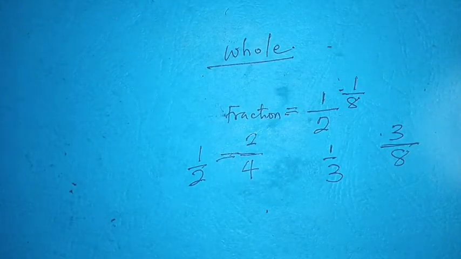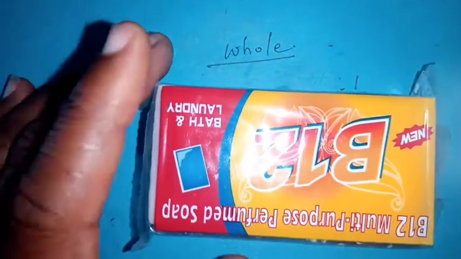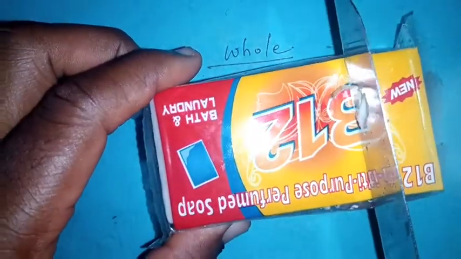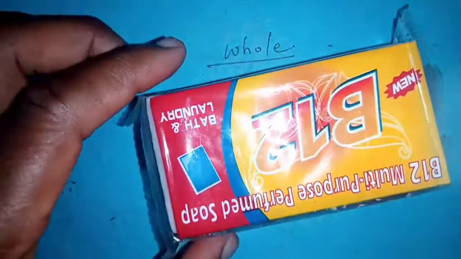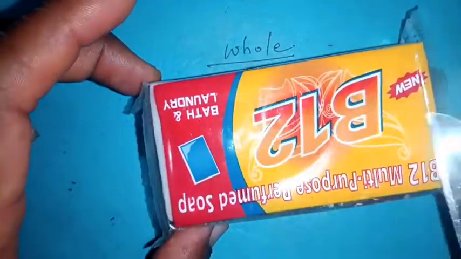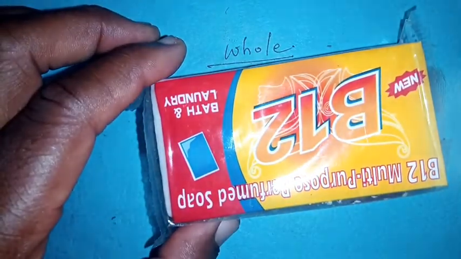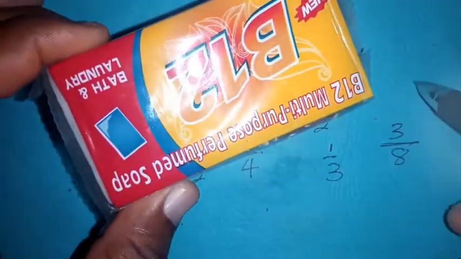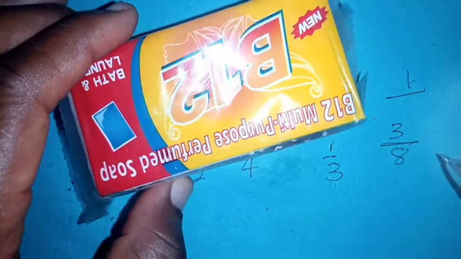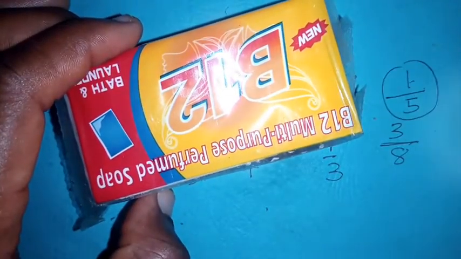I may not have time to go using this part. If I also decide to cut this bar into 5 parts, and I use 1 for washing, I'm going to have 1 over a total of 5 was used for washing.